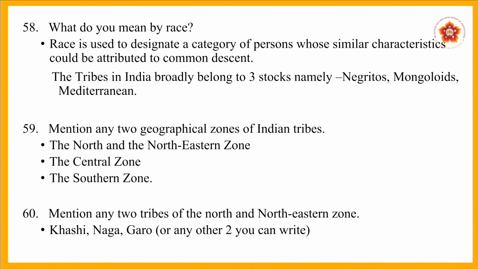Next question, mention any 2 geographical zones of Indian tribes. So, they are the north and northeastern zone, the central zone and the southern zone. Remember, you have to mention only 2 and it will be good if you can again give some examples. Next is mention any 2 tribes of the north and northeastern zone. So, here you give example: Khasi, Naga, Garo or any other 2 that you can mention.